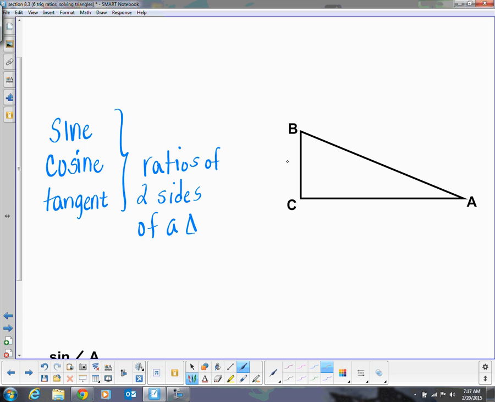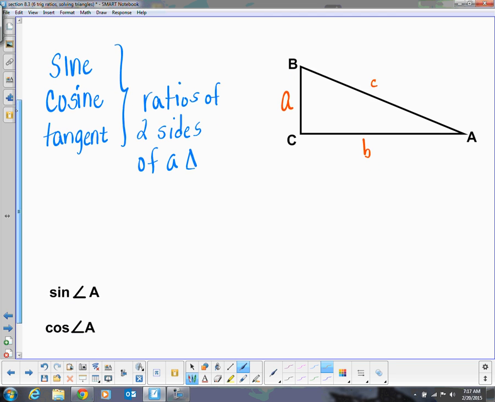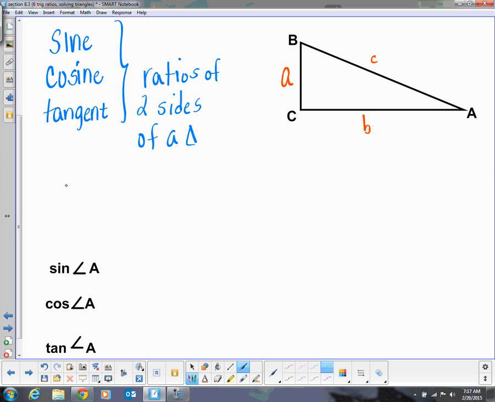What's this side called? Little a. What's this side called? Little b. What's this side called? Little c. All right. So sine.